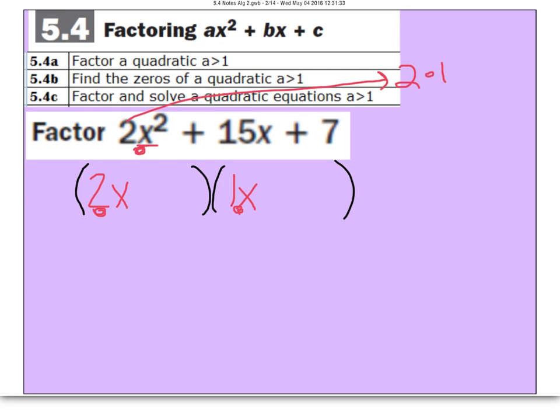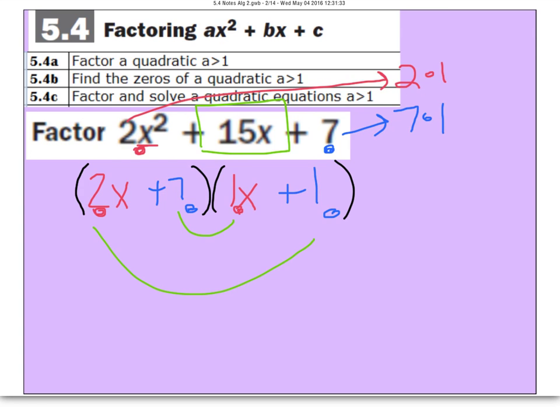Now we have to look at factors of 7. It's at the end of the trinomial, so we put them at the end of our binomials. And again, there's only one set, 7 times 1. So I have to put them in such a place that when I check, the two middle terms are going to add to 15x. So let's see, should we do plus 7 and plus 1, or should we have put the 1 first? Well, if we check this, 7 times x is 7x, 2 times x times 1 is 2x. That gives us 9x. I need 15.